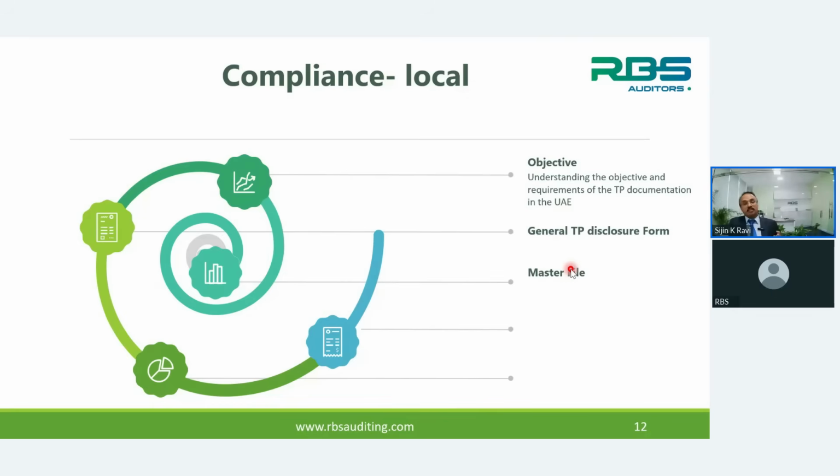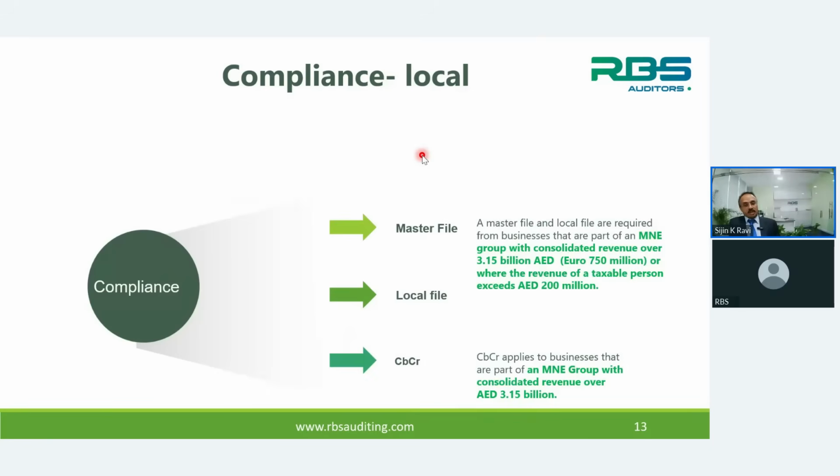Then you have to see what the general TP disclosure form requires, whether a master file is required, then a local file, then country by country reporting. So you have to understand whether the company has to prepare a master file, local file, or country by country reporting. But there is a safe harbor rule also. There is a threshold limit. Based on that threshold limit, you have to determine whether they have to prepare all this documentation. So the compliances relating to local: it is a master file, then local file, and a CBCR.